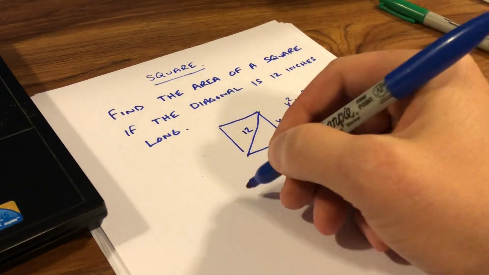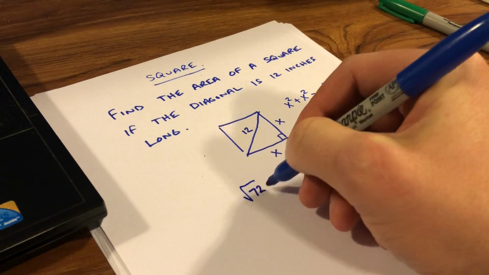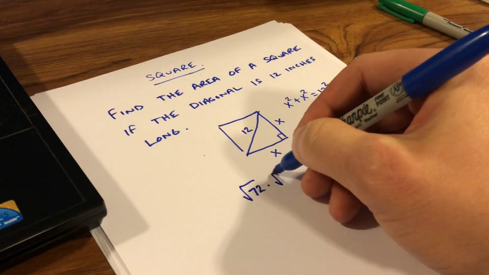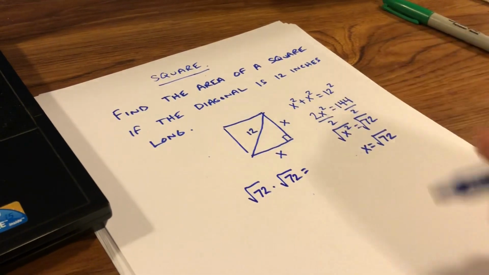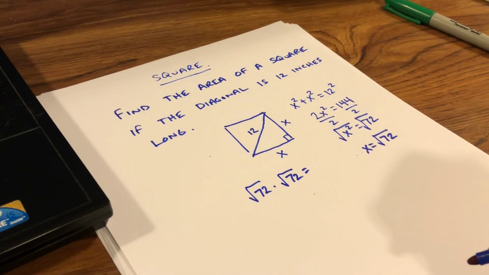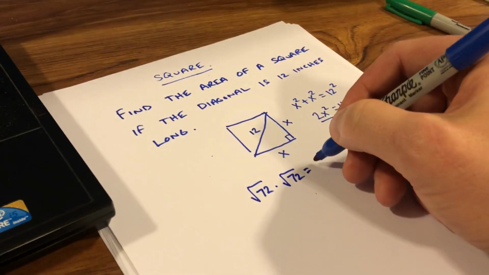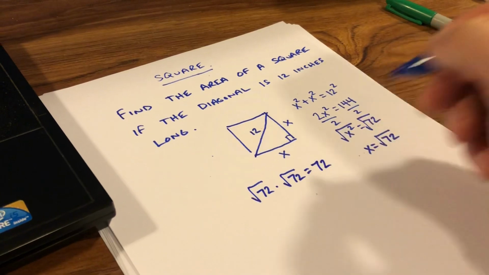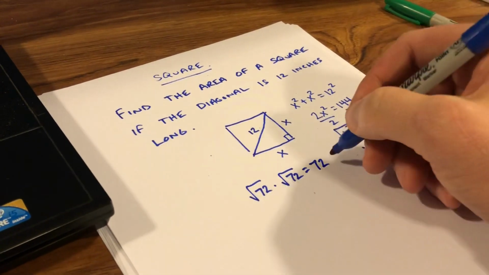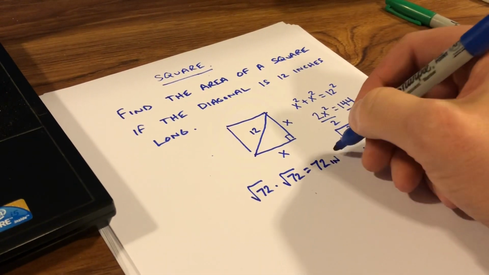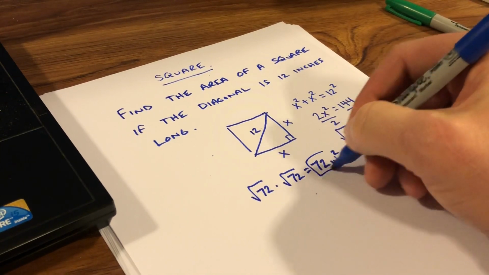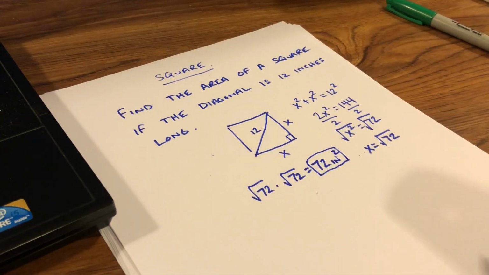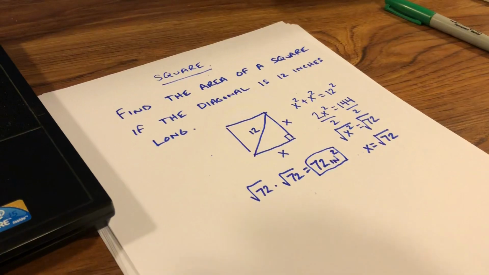Now, if I want to find the area of this square, I am going to take side times side, so basically that is the square root of 72 times the square root of 72. And we know when we multiply the same radical together, that just gives me the number under the radical. So this would be 72. Our unit of measure is inches, so this would be 72 inches squared. And that would be the area of my square.